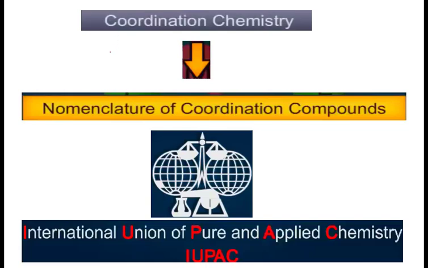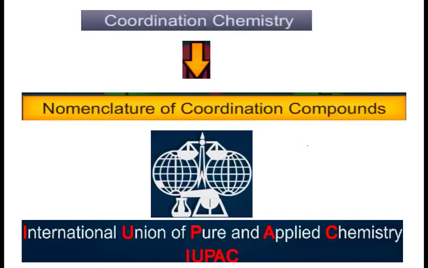Hello dear students. Today we are going to discuss another topic in coordination chemistry, which is the most important part, that is nomenclature of coordination compounds. Nomenclature of coordination compounds is very important to avoid misconceptions about the naming of coordination compounds, particularly in case of isomers.